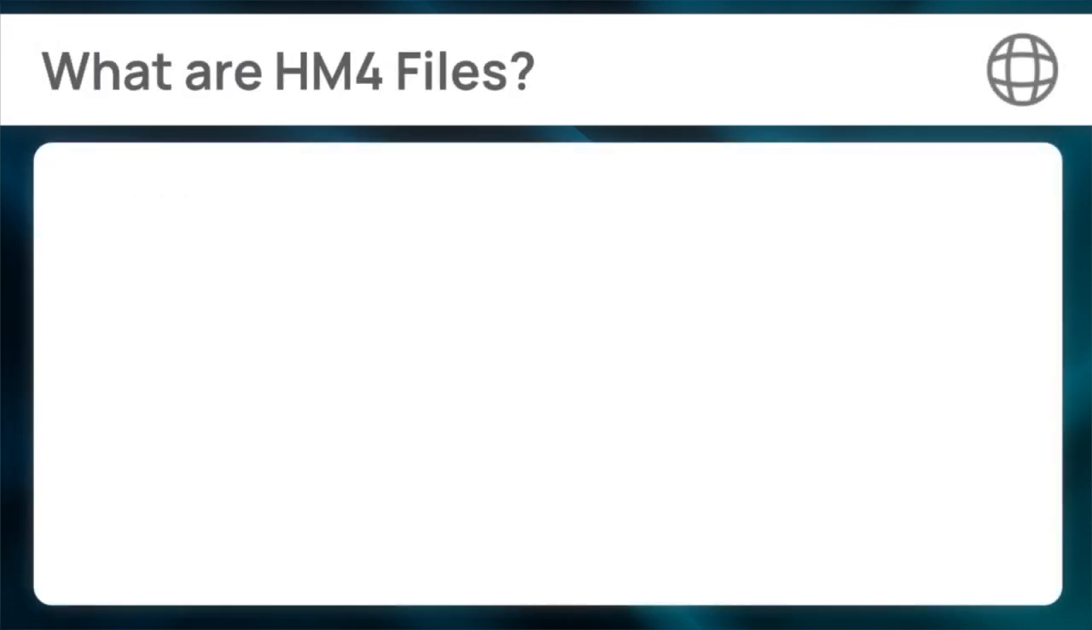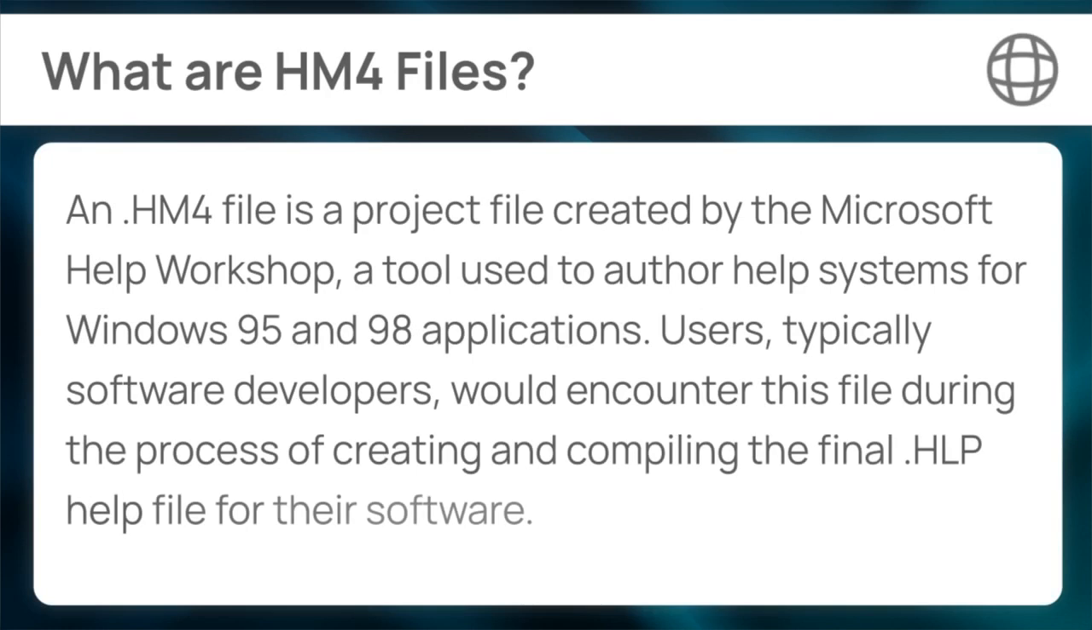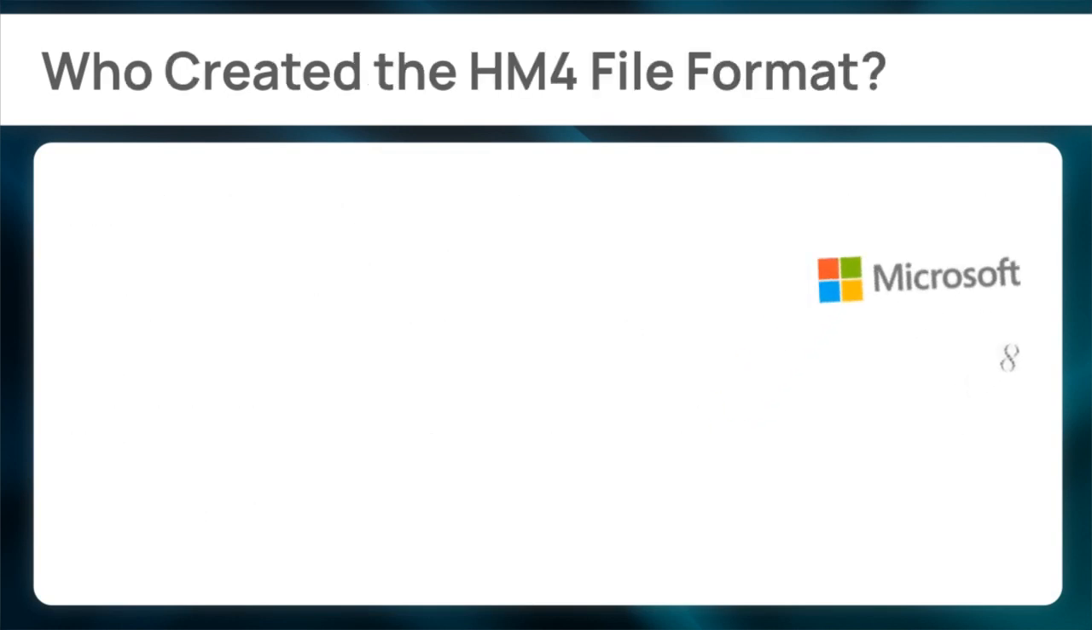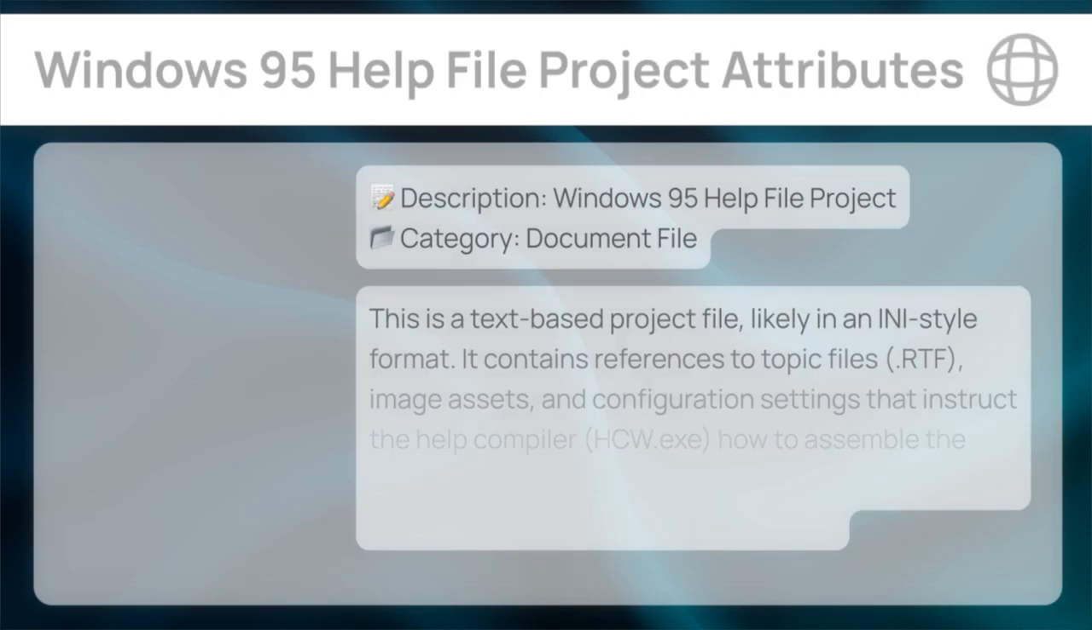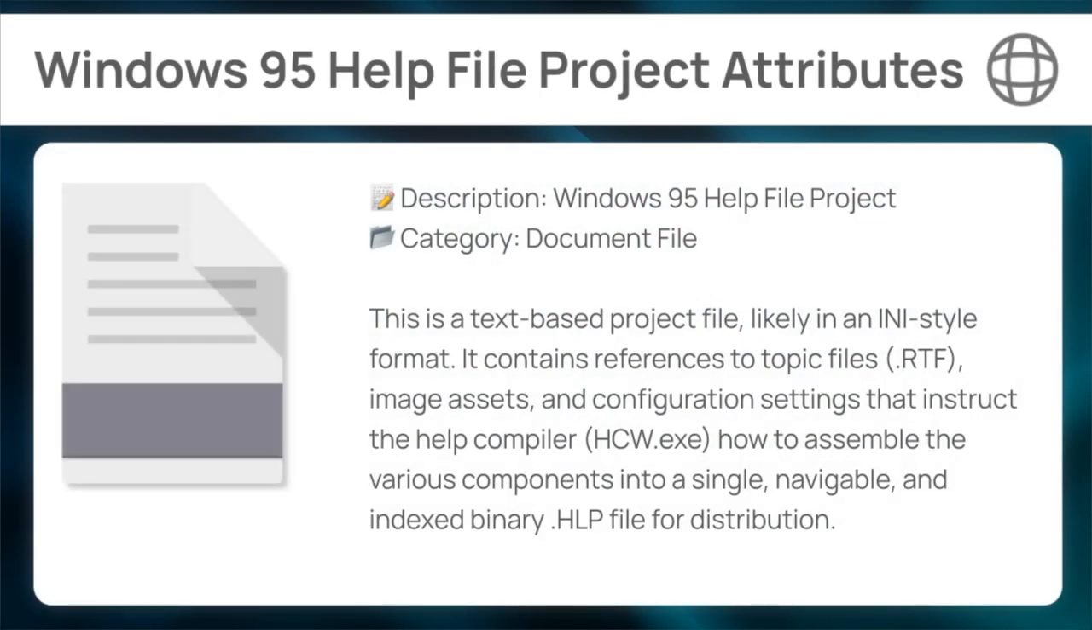An HM4 file is a project file created by the Microsoft Help Workshop, a tool used to author help systems for Windows 95 and 98 applications. Users, typically software developers, would encounter this file during the process of creating and compiling the final HLP help file for their software. This is a text-based project file, likely in an INI-style format.